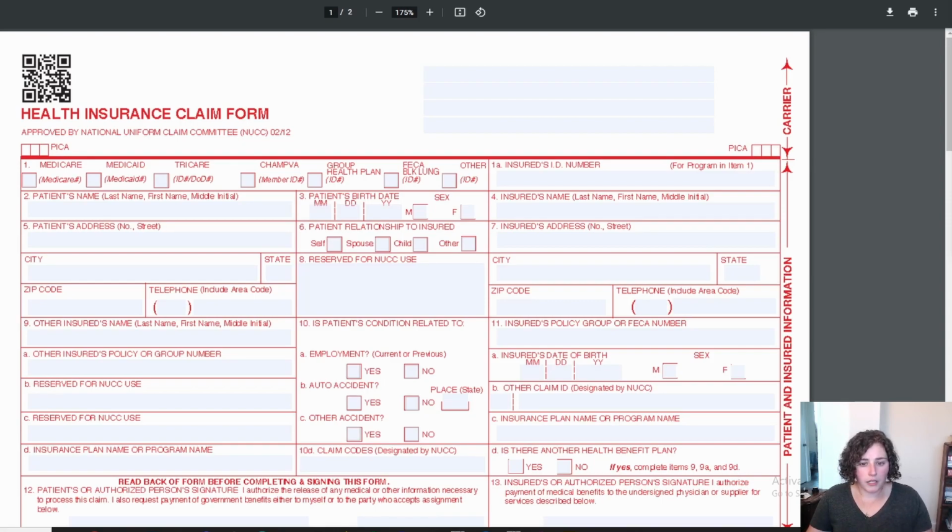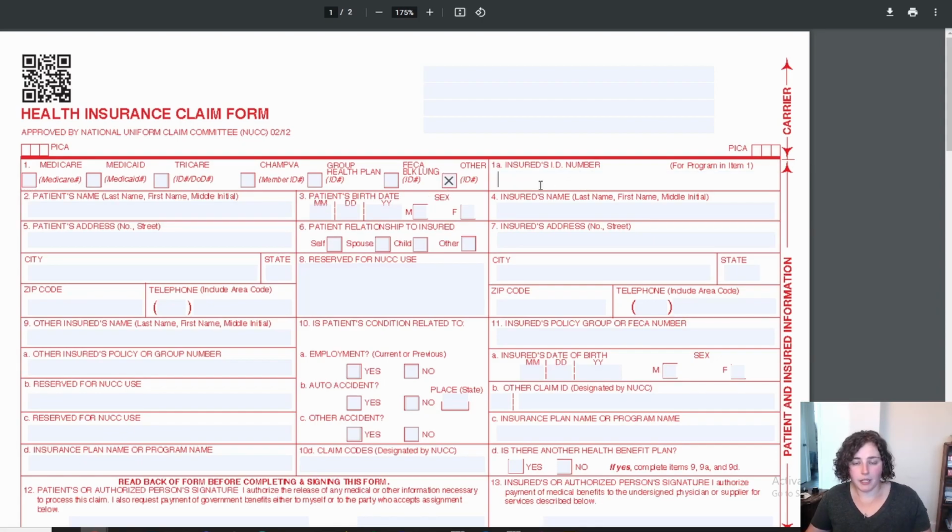So items 1 through 13 are going to be patient and insured information. Item number 1 says Medicare, Medicaid, TRICARE, CHAMPVA, Group Health Plan, FECA Black Lung, and then Other. For Medicare, you would just check the box Medicare. Other would indicate any other health insurances like HMO, commercial insurance, workman's comp, automobile accident. Those would all fall under Other. So you would check whatever box applies. I'm going to choose the Other section here.